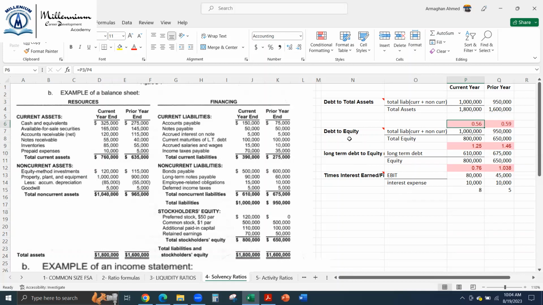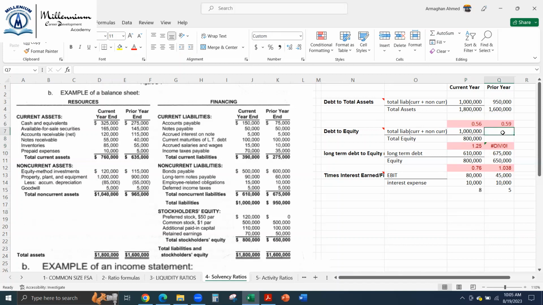Now debt to equity ratio. Debt means total debt. How much do we have? Will we take only the non-current liability or the current liability also? You should consider the total. Otherwise, it will mention something like long-term debt to equity. So how much debt do we have? 1 million. Equity, how much here? Total 800. So 1 million divided by 800 is 1.25.